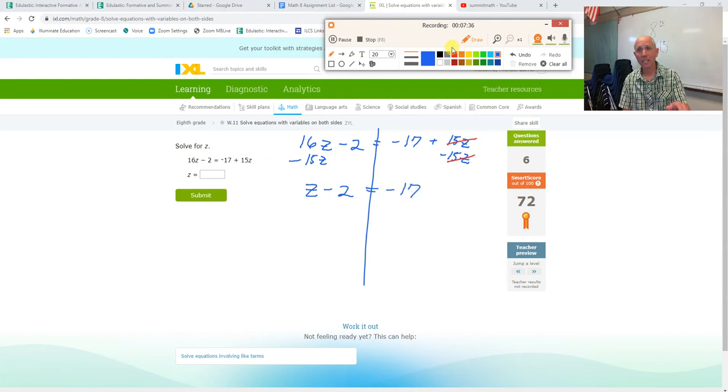Who's the variable? Z. Who's bugging the z? The 2. What's the 2 trying to do? Subtract. How do I fight subtraction? Addition. I'm going to add 2 to both sides, plus 2, plus 2. Red marker of death and destruction.